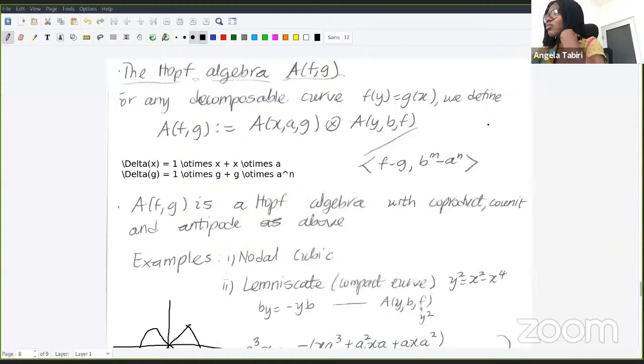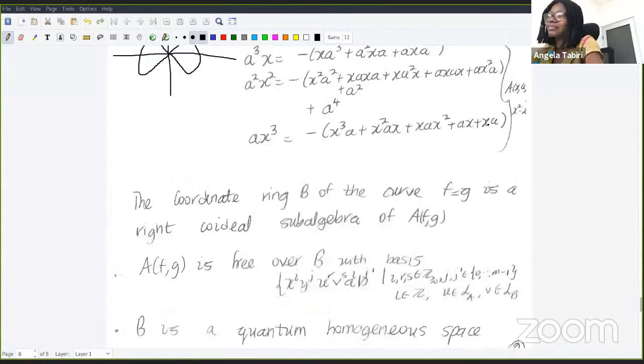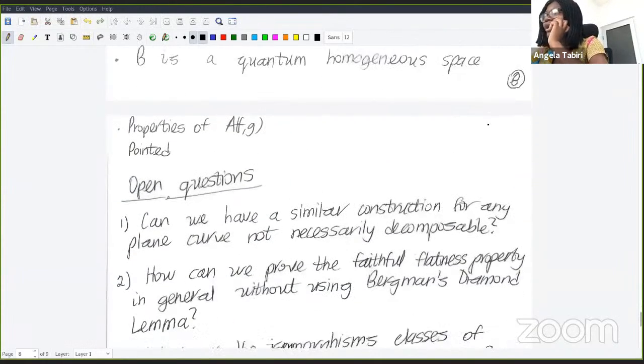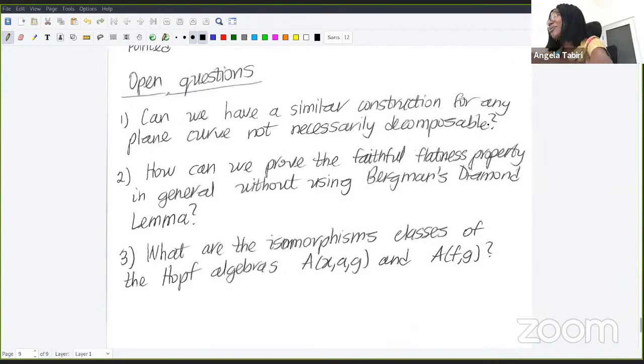So these are some of the algebras that we discovered. Some of them are related to Dharma algebras, quantum plane, and all that. But the Hopf algebras we found are Hopf algebras in general. So for any degree n polynomial, it is a Hopf algebra. But for us, we only showed the faithful flatness property for up to degree 5. But in general, they are Hopf algebras that have been discovered. And there are some open questions from it. So yes, and there are more coming up.